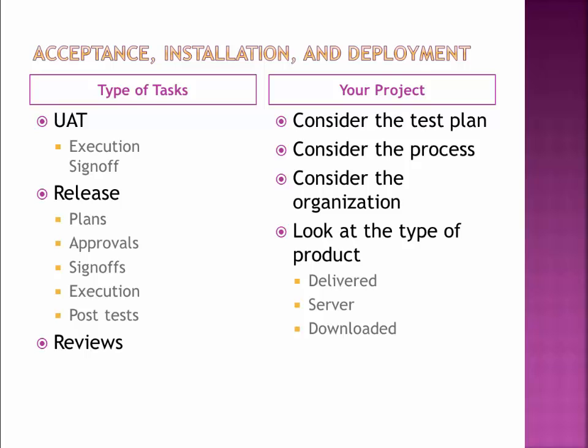Downloaded software, again, might have to have versions that go out. And are we ready to deliver this version, and questions like that. So those plans are going to vary based off of where this thing is going. How do users acquire it and use it?